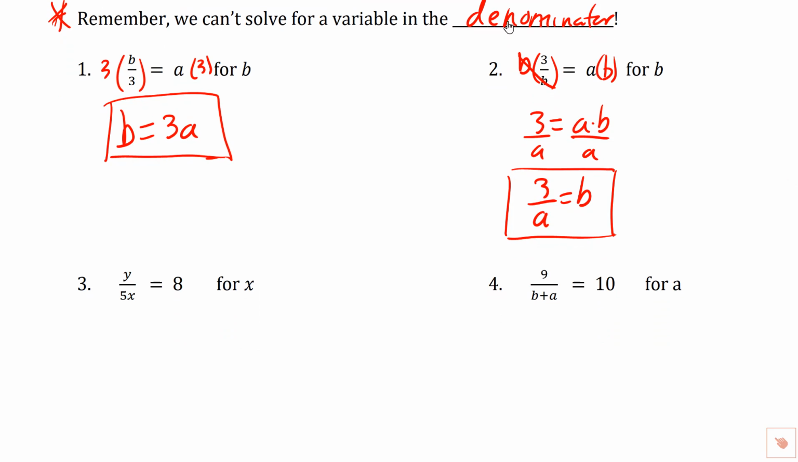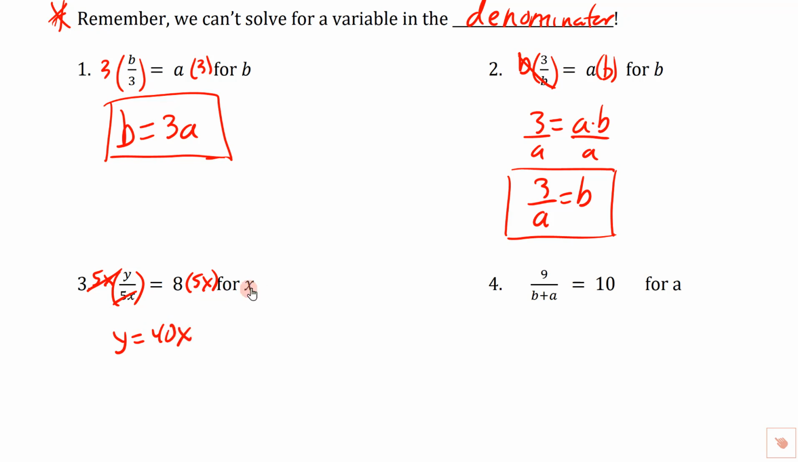So let's take a look at the next one. Again, the problem is we can't solve for a variable that's in the denominator. We want to solve this one for x, and x is down here. Now, we could just get the x up in the numerator, but let's go ahead and get rid of the fractions completely. That generally makes our job a little bit easier. So we're going to multiply this side by 5x and multiply that side by 5x. Of course, the 5x and the 5x would cancel. We get a y over here. 8 times 5x is going to be 40x.